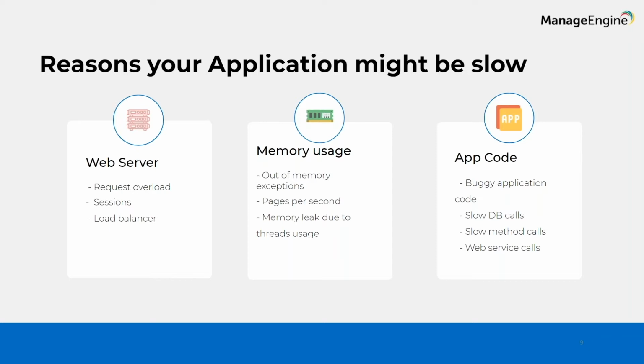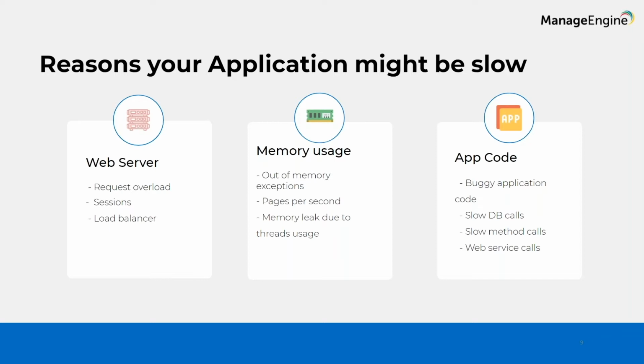So memory leak due to inappropriate thread usage needs to be addressed, right? And poor app code might also result in application performance issues. So whenever you try to scale up your applications, that's where most companies find that their inefficient application code was exposed, and that's where they try to optimize the application. Whenever you scale up your application, most of the inefficient code will come up. So you can optimize these components by fine-tuning the DB calls and analyzing the method calls and web service calls.